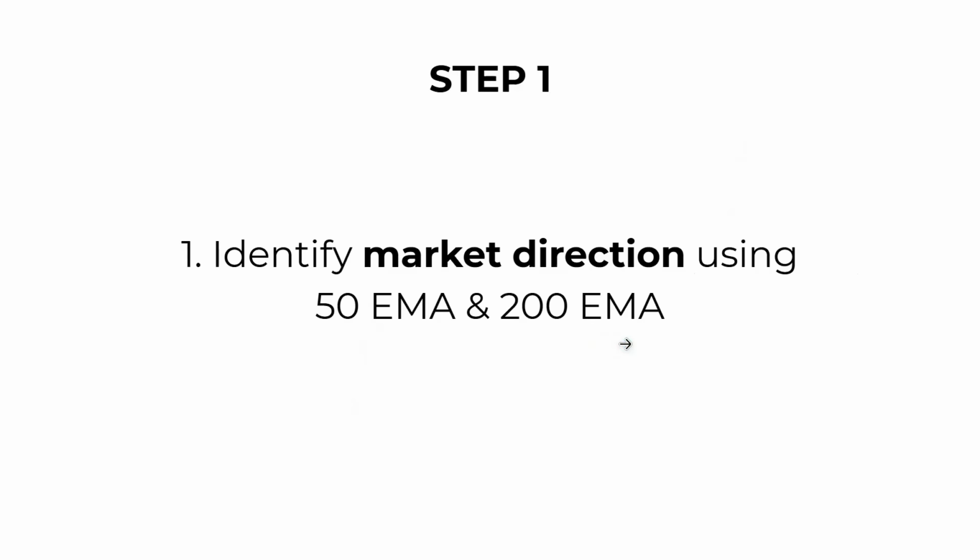There are different ways of identifying market direction. There are things like market structure, levels, and other ways you can use. But one of the easiest and simplest ways to identify market direction is by using the 50 EMA and the 200 EMA. I'm going to show you how to use these two moving averages to identify your market direction. So this is going to be step one.